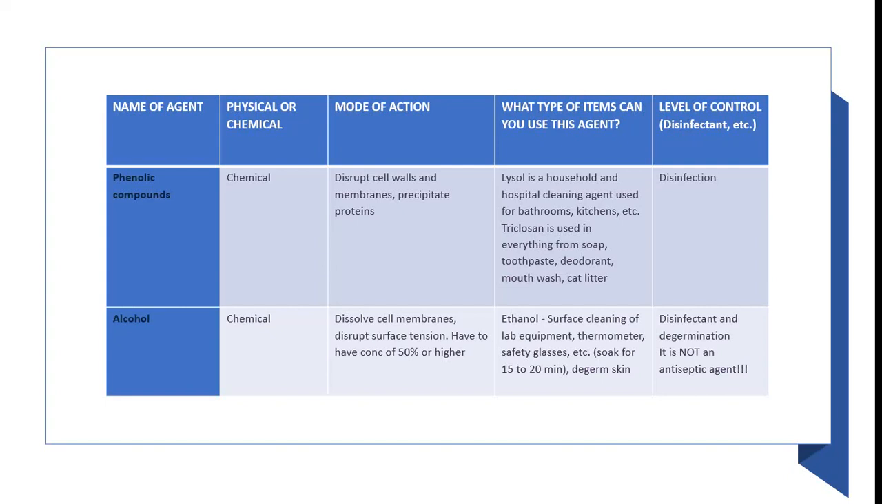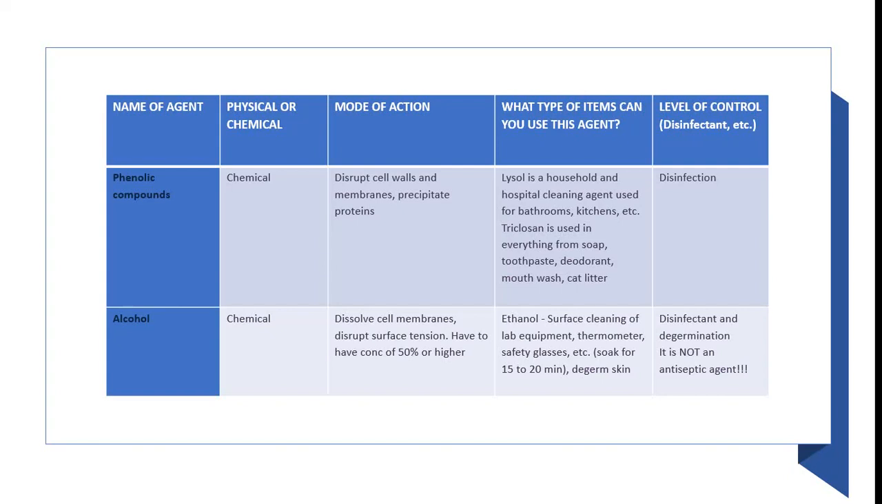So let's begin with our phenolic compounds. These are chemical compounds that are going to disrupt microbial cell membranes. They're also going to precipitate, so clump together, proteins. Between disrupting the cell walls and membranes and precipitating proteins, they're going to be able to shut down cell metabolism and ultimately lead to microbial death.